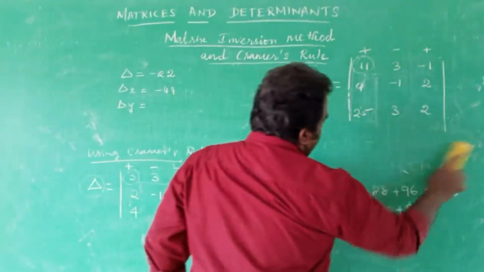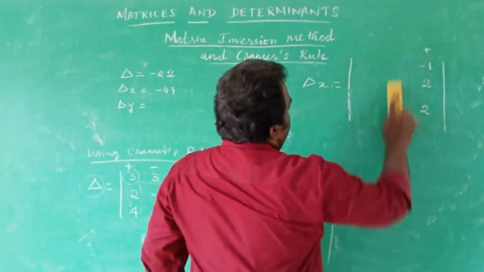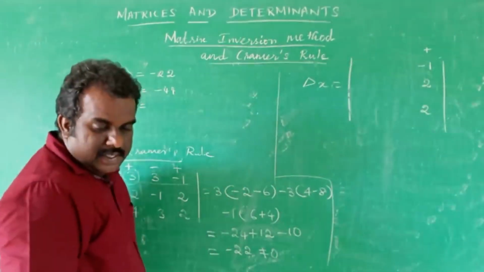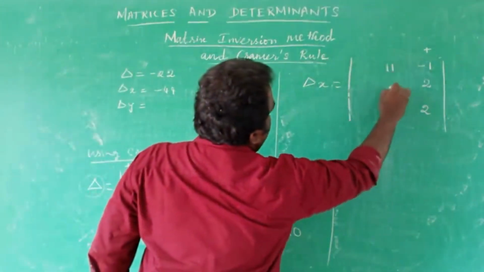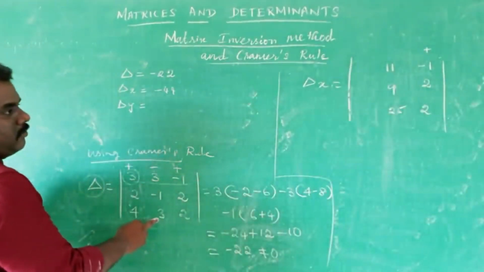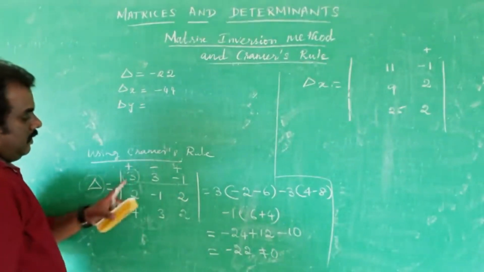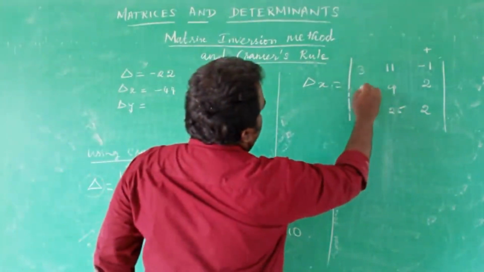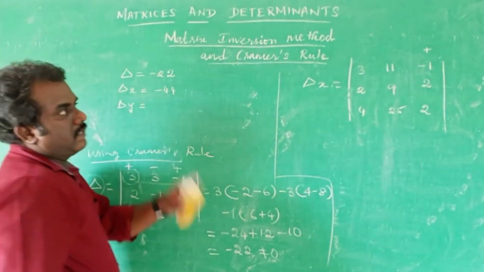For del y, substitute 11, 9 and 25 in the second column of the given coefficient matrix, and write the remaining values as usual: 3, 2, 4 and -1, 2, 2. Take the 3, 2, 4 in the first column and -1, 2, 2 in the last column.